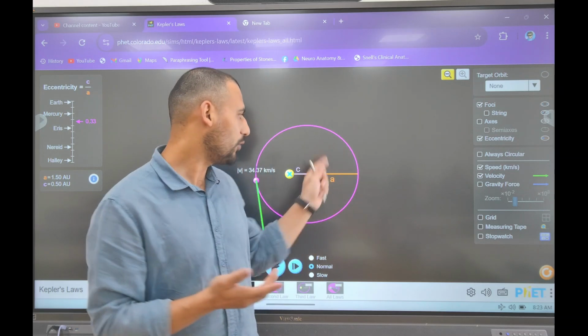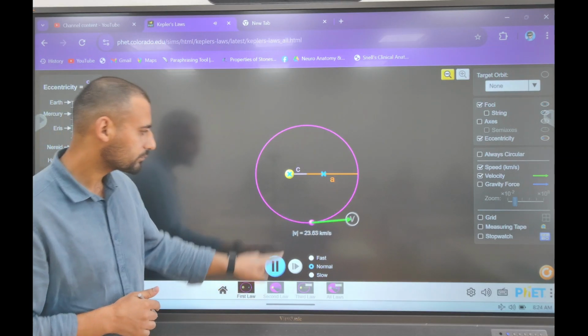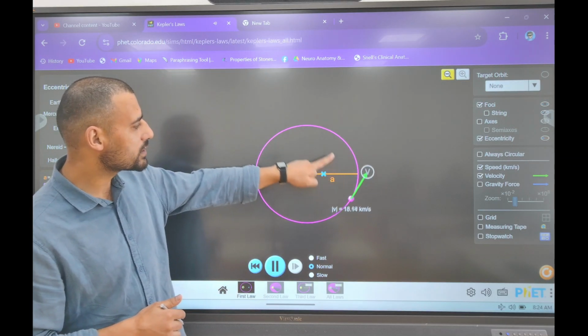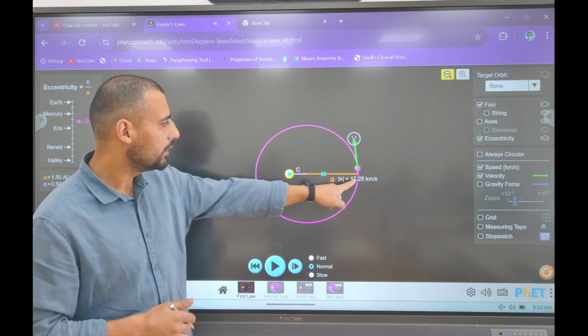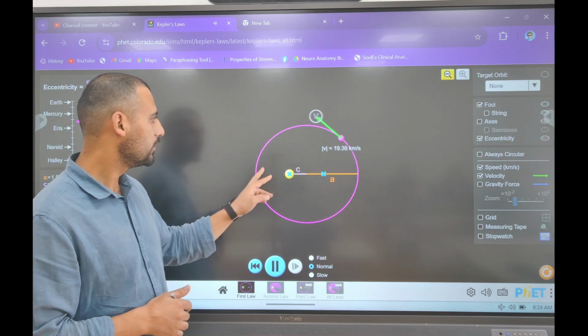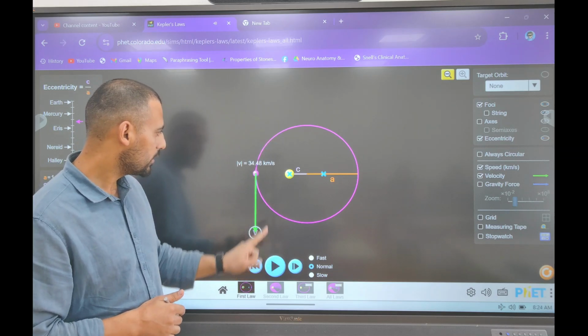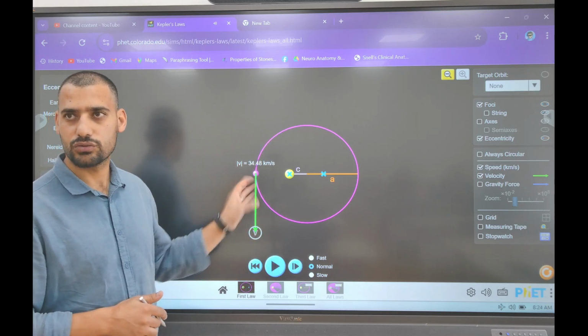Okay? I'll just name them. Just wait, let it work. See, the planet is going around the sun. At one point here, it is the farthest, and when it is going like this, here it is the closest, isn't it?